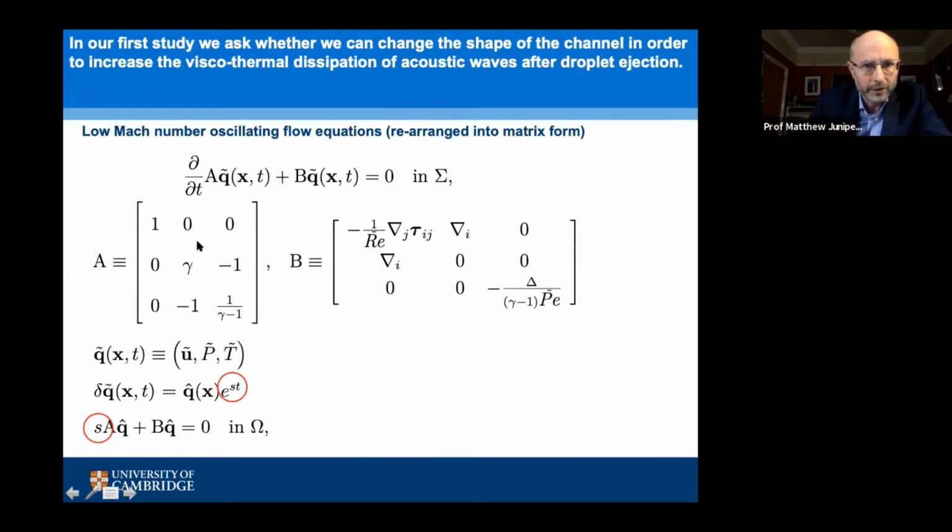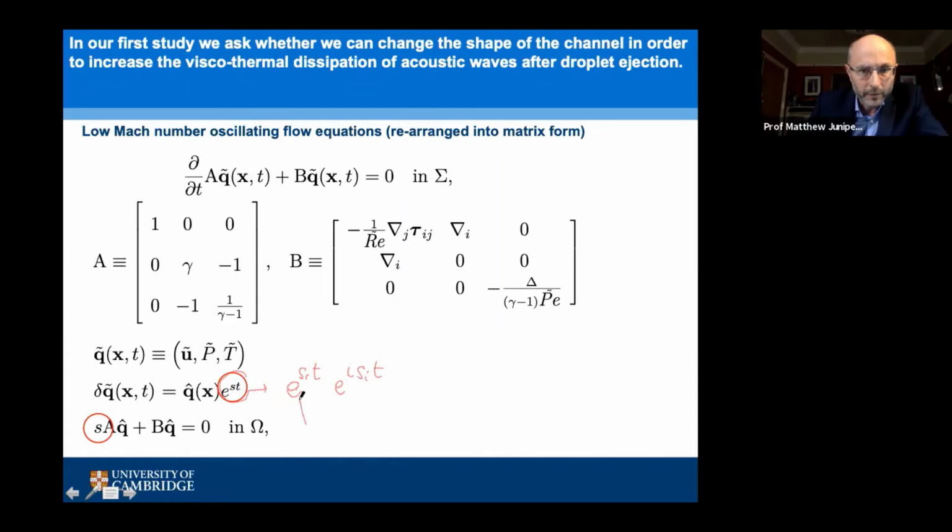I have Q, which is a state vector, which contains the velocity, the pressure, and the temperature. And what I'll do now is a separation of the variables. Q is a function of x, space, and time, but I'll separate that down into a function of space and a function of time. Then I'll say that function of time is e to the power of st, where s is a complex number. So it's e to the power s real t times e to the power of imaginary, square root of minus 1, imaginary st. So that's what that e to the st is.